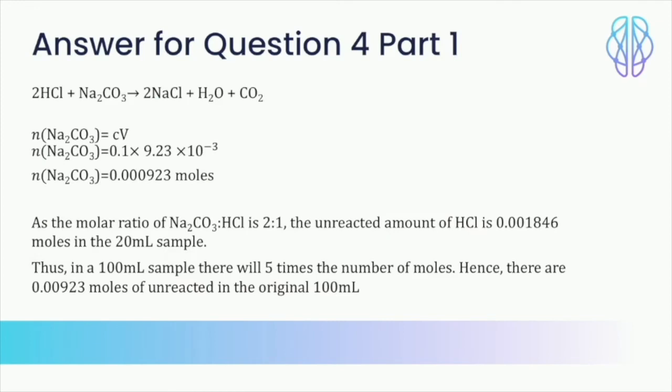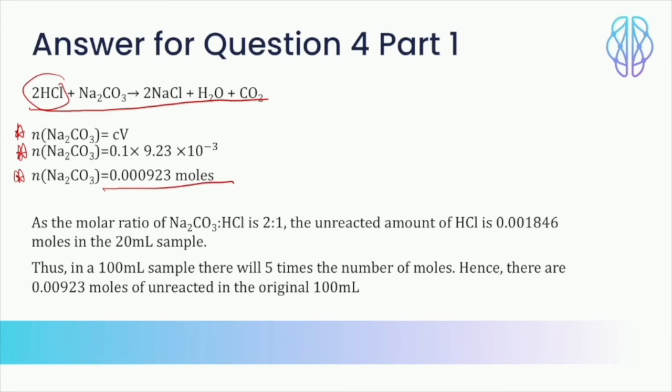So once again, we're going to start at the very bottom and start with the titration. The equation for the titration is as follows: HCl reacts with sodium bicarbonate to give you sodium chloride, water, and carbon dioxide. We're told that with 0.1 molar sodium carbonate, it takes 9.23 milliliters to neutralize the HCl, the HCl being the unreacted HCl. So the moles of sodium carbonate is n equals CV. So once again, equation, substitution, answer. And I get 0.000923 moles.